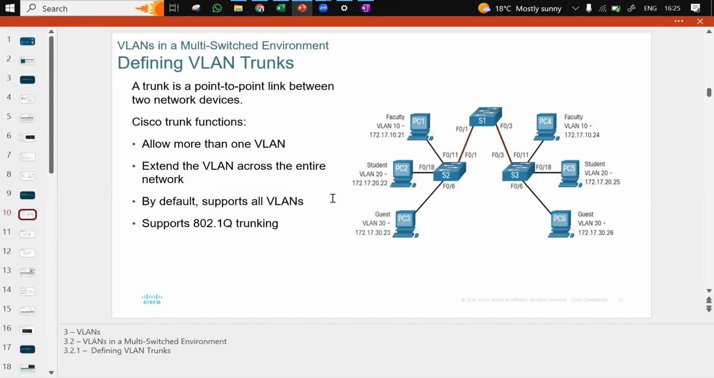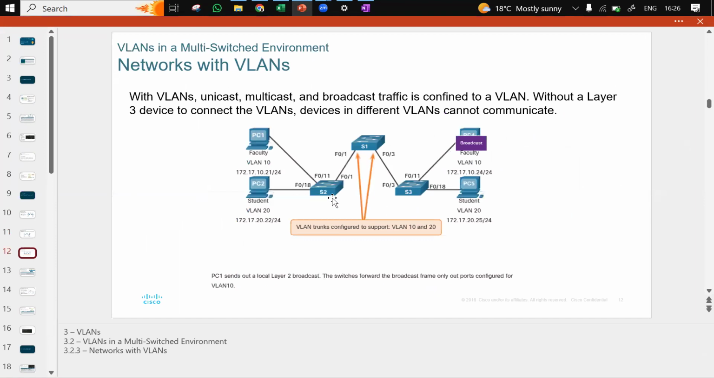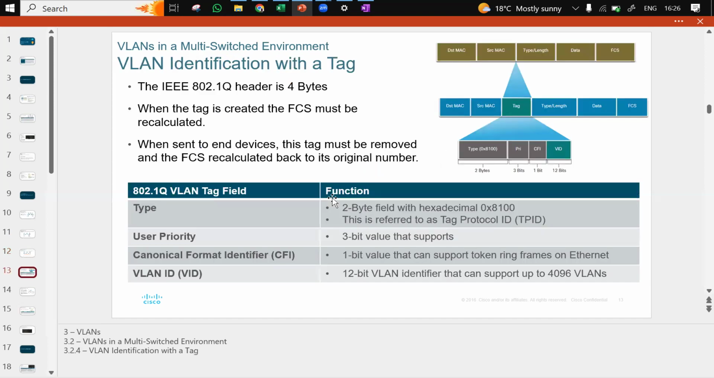Right. Moving on, network without VLANs. I've explained this in terms of broadcast. If we don't have VLANs, broadcast goes everywhere. If we have VLANs, broadcast goes to specific VLANs. It's a broadcast within a VLAN. Without VLANs, broadcast reaches every device. With VLANs, it reaches every device in a specific VLAN. That's the difference. VLAN IDs, VLAN identification, we are talking about tagging.